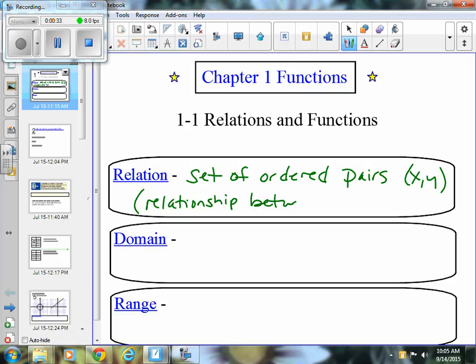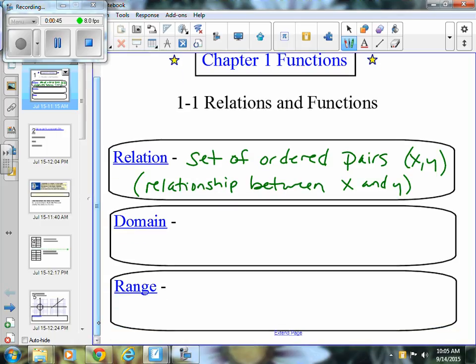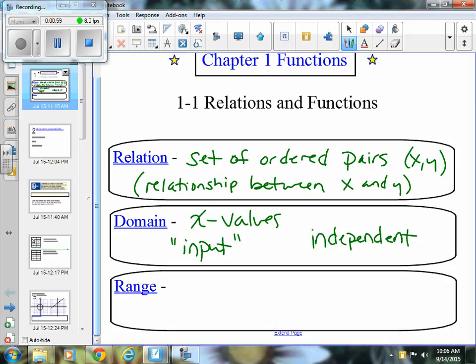between x and y. So it could be profit and cost, it could be time and population, whatever that might be, we have that relationship. Domain, if you remember from back in algebra, is the set of x values, which I will also say input for. It's what you put into the equation, which could also be then what we call our independent variable. So independent meaning we have choice over that, we're substituting that into the equation.